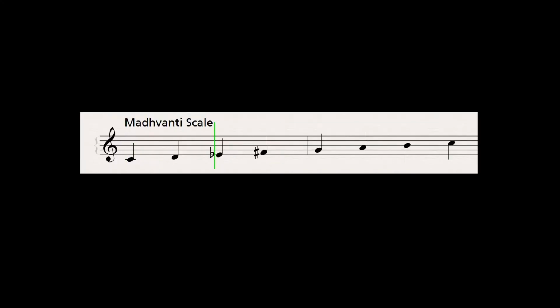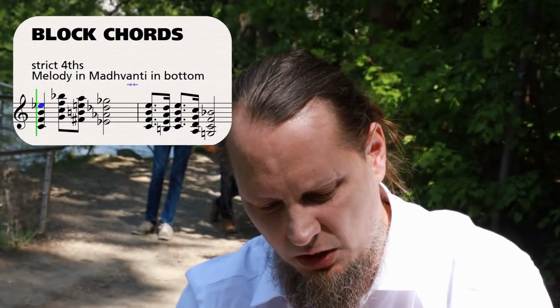I chose a scale for you today. It's a bit of an exotic scale, it's an Indian scale in which I set a melody. So check it out. It's called Madhvanti, and the first example is set in strict fourths. This means the base melody is in this Madhvanti and everything is set off by a perfect fourth, with 3 additional voices, so we have 4 voices.